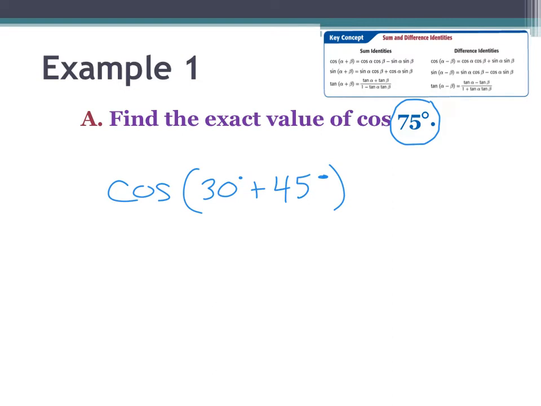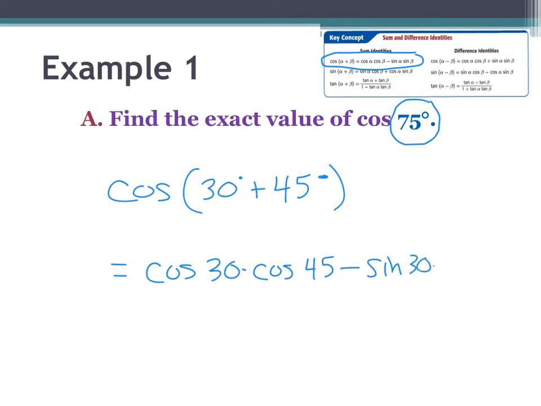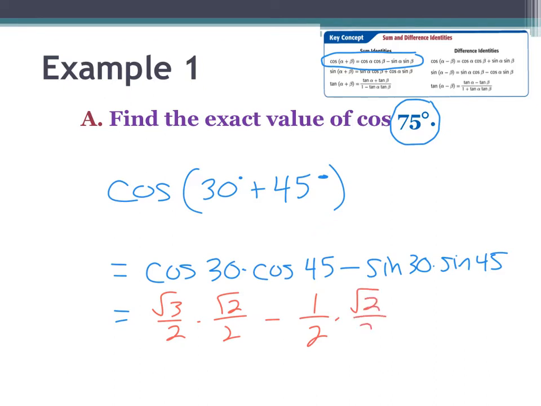So if I focus on cosine of 75 equals 30 plus 45 degrees, that means I would be using that cosine sum formula there, where I'd let my alpha be 30 degrees and my beta 45 degrees. So if I sub it into that expression, that would equal cosine of 30 times cosine of 45 minus sine of 30 times sine of 45. Well, the cosine of 30 degrees on the unit circle is the x-coordinate at 30 degrees, which is square root 3 over 2. The cosine at 45 is positive square root 2 over 2. The sine of 30 degrees is 1/2. And the sine at 45 degrees is square root 2 over 2.